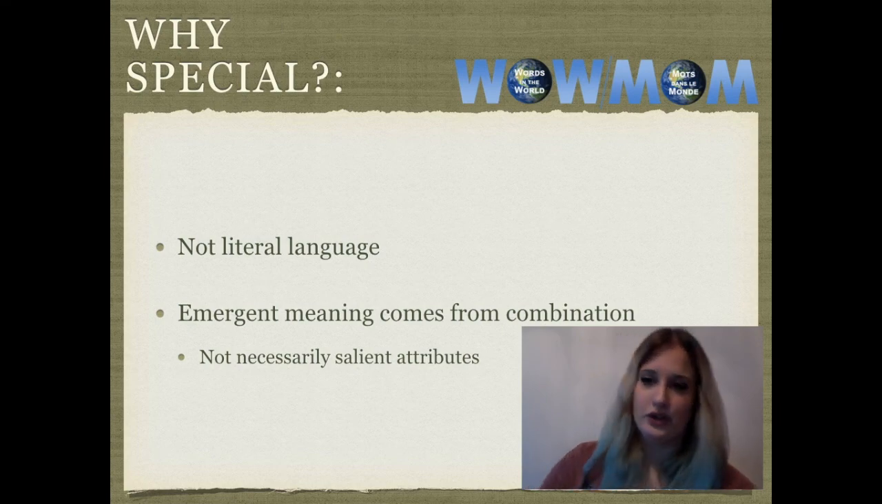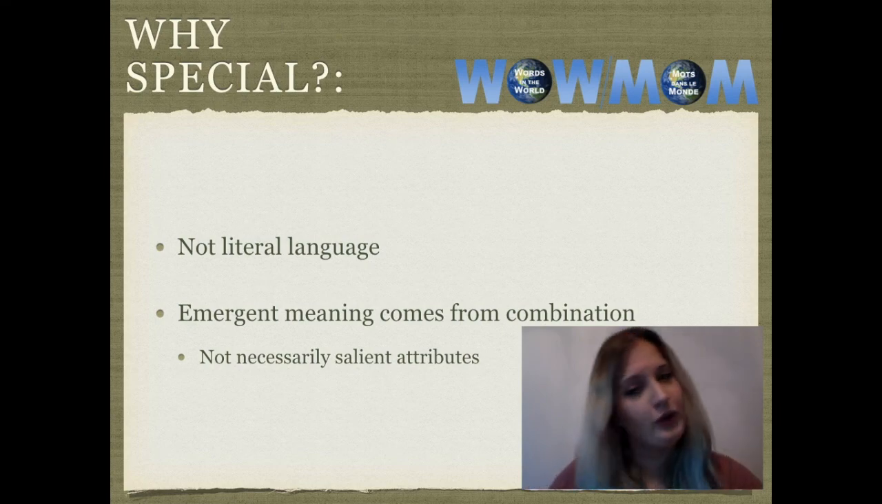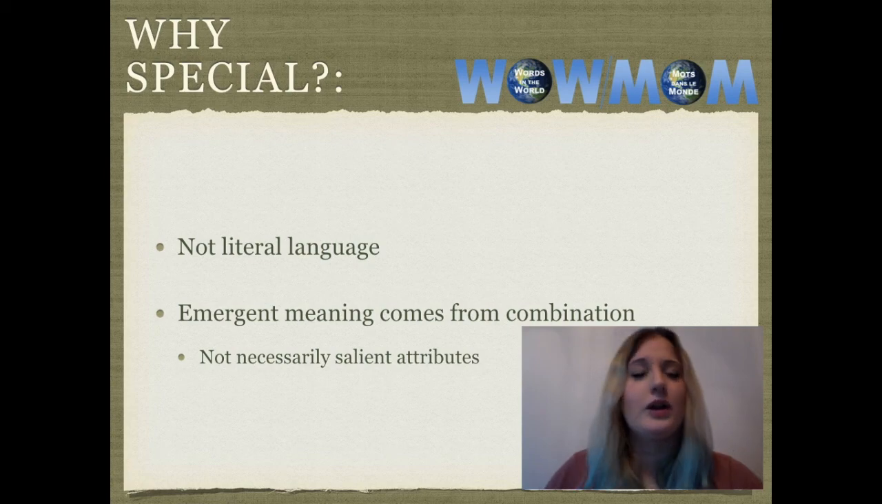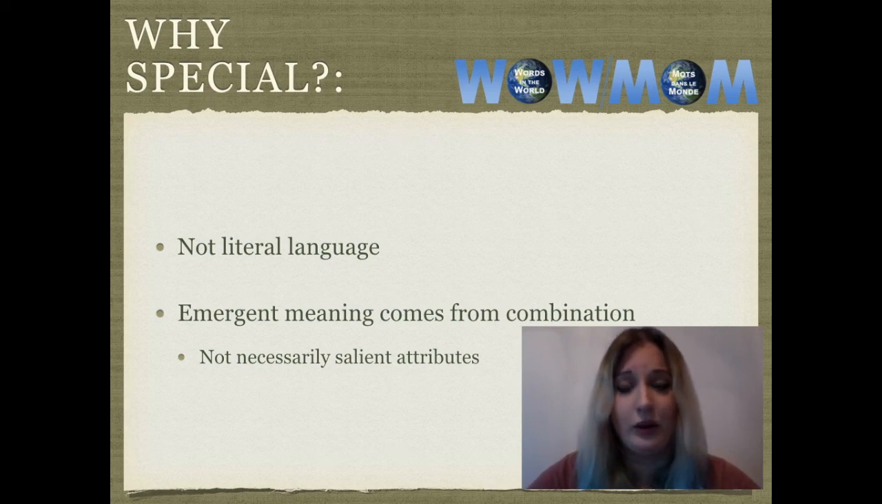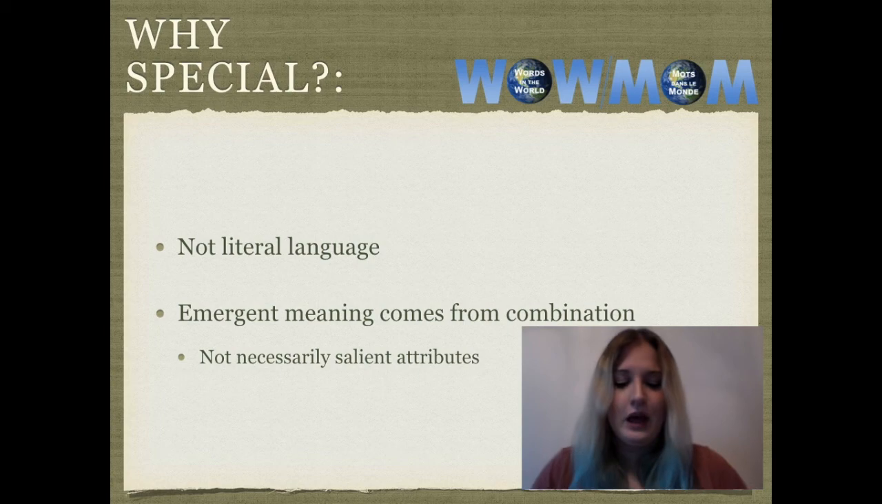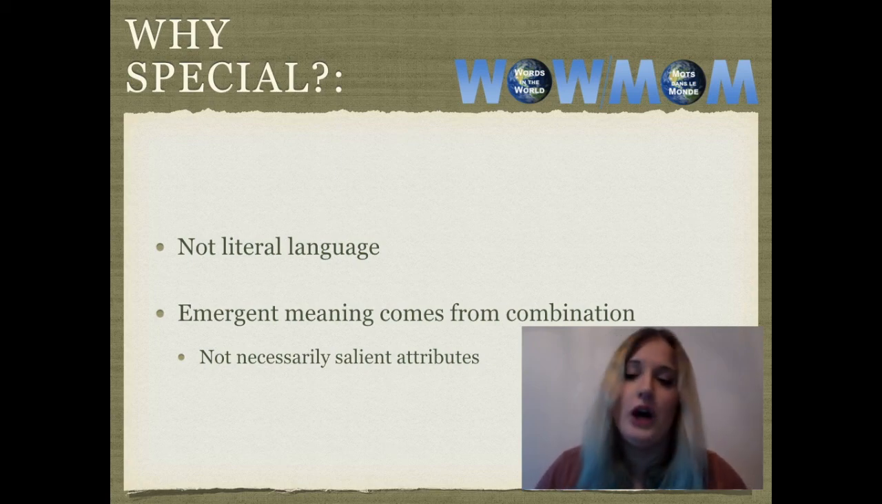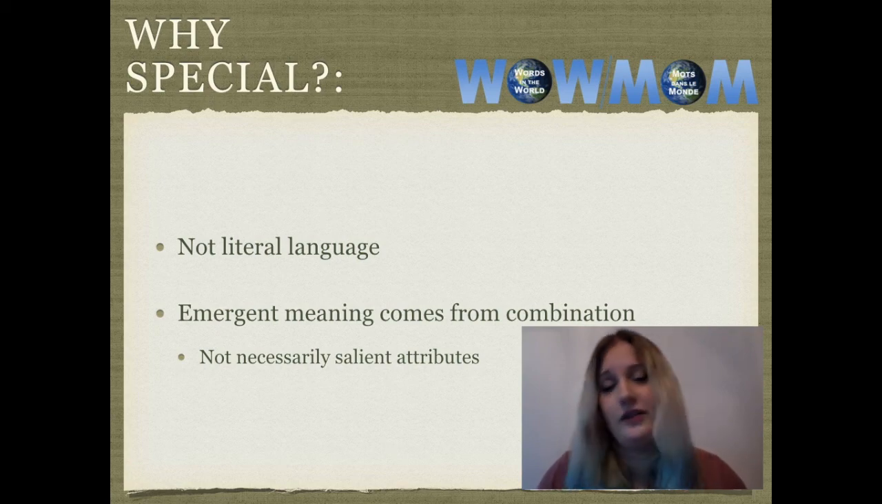So the main question is why are metaphors special? Well, like we just discussed in the previous slide, metaphors are not any kind of literal language, so they're different from things like similes. And when we have a metaphor, we usually have this emergent meaning that comes from the combination of both parts. And that meaning is not necessarily either of the salient attributes of either part of the metaphor.